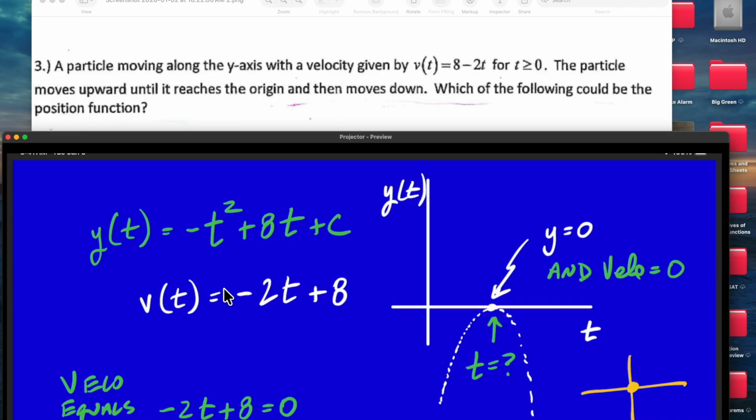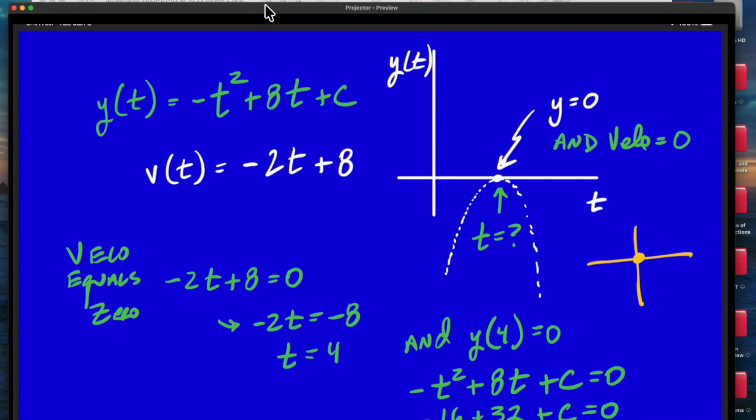So we can do two things. Here's the velocity equation. We can take the antiderivative to get the position function, but we don't know what that c value is. So we're going to use this information to determine what that c value is. Okay, so the first thing we do is recognize that the velocity equals 0 at that time t. So we set the velocity equal to 0, we get t equals 4. The other thing we know is that at that same position, the y value is 0.